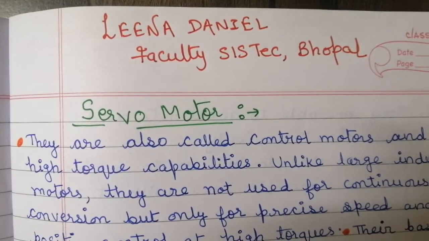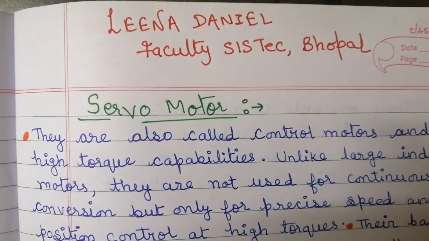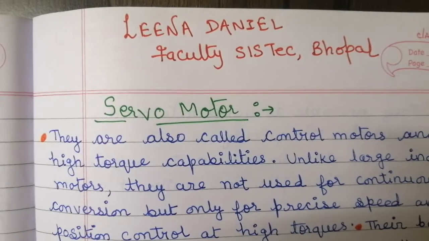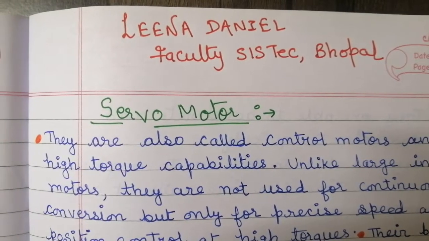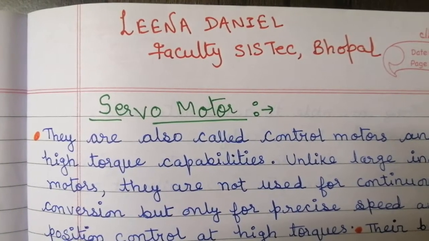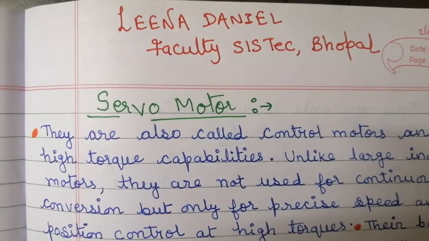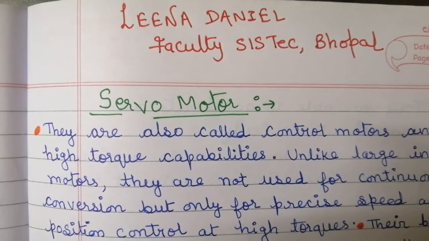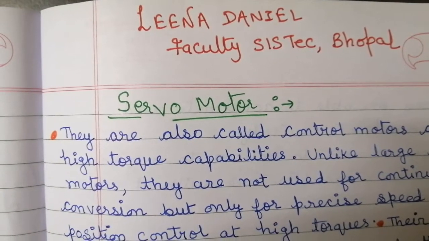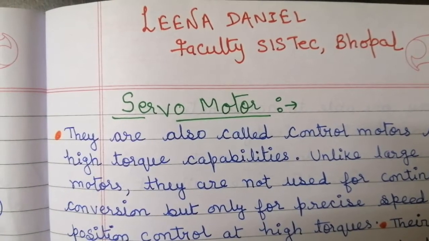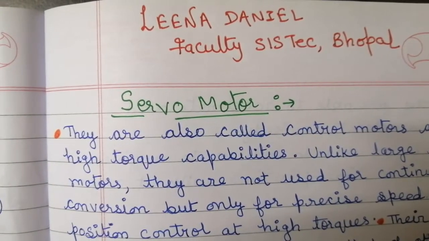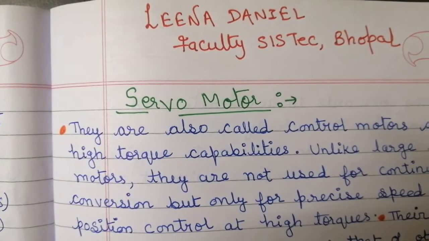Actually, a servo motor is a small size motor which is particularly used for precise speed and position control. Mainly, this motor is used where you have to move the motor to a particular position or a particular angle. The basic principle of operation of this motor is similar to that of other electromagnetic motors, but its construction, design and mode of operation are different.